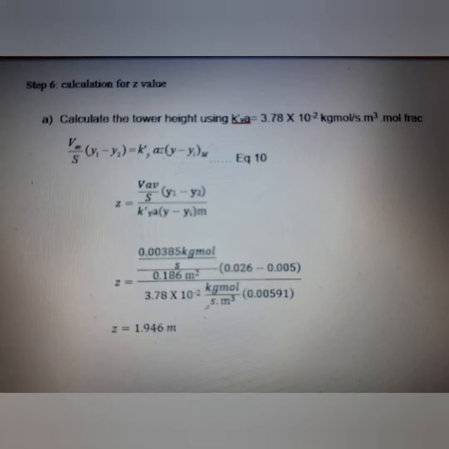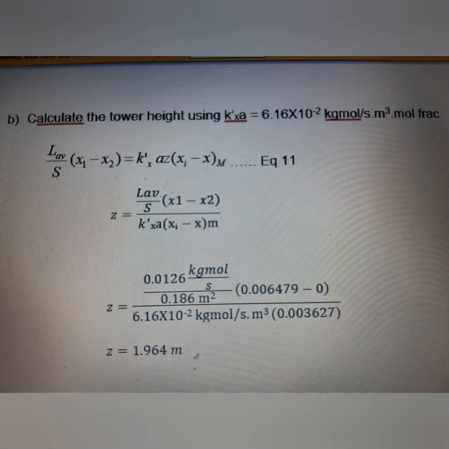The last step is the calculation. The first question is to calculate the tower height using small k prime ya, which equals 3.78 times 10 to the power of negative 2. To find the value, we need to use equation 10 as stated in the picture, and we need to rearrange it as follows. After we rearrange, we substitute all the values and get the answer of z equal to 1.946 meter.